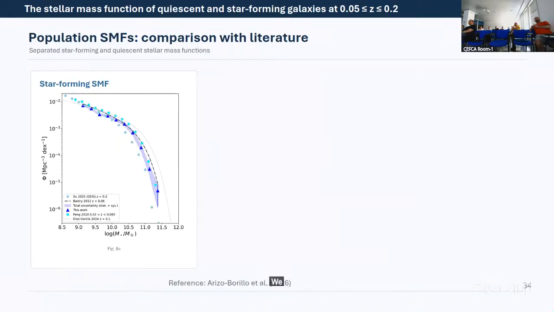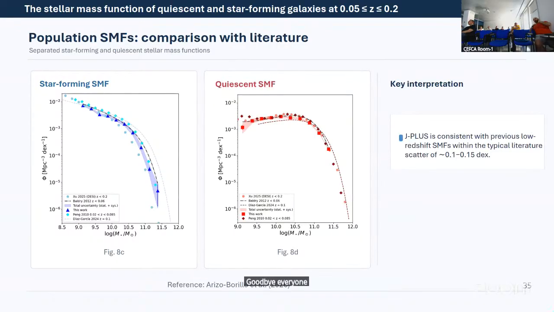We also compute the star-forming stellar mass function of J-PLUS, and the quiescent one. As we can see here, our results, in this case the blue triangles and red squares, are basically in between the literature. We take into account the total uncertainty, the statistical and the systematic. Basically, the systematic is the error that we could have in splitting both populations.